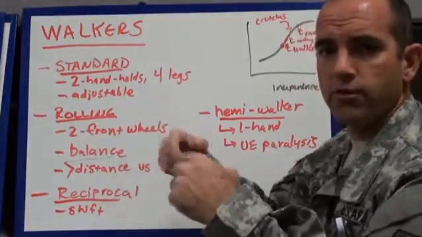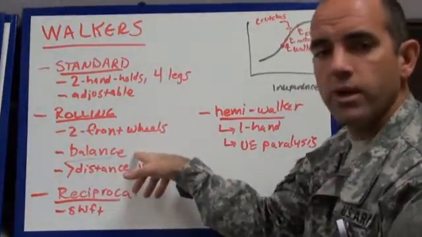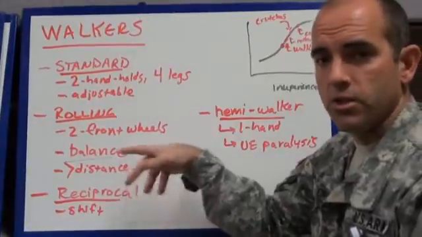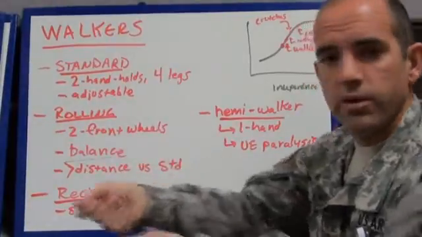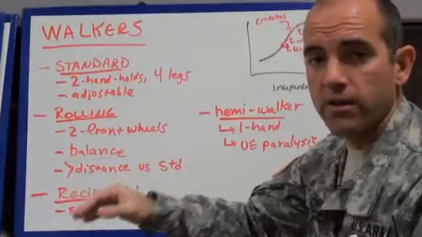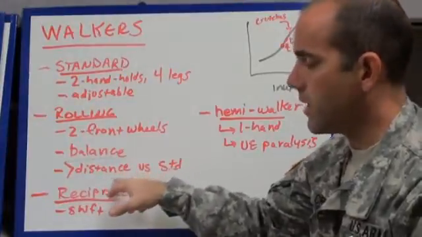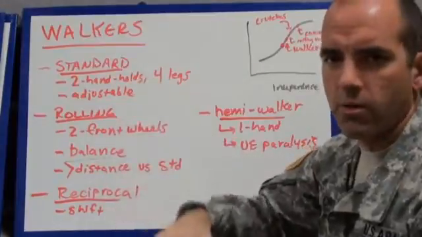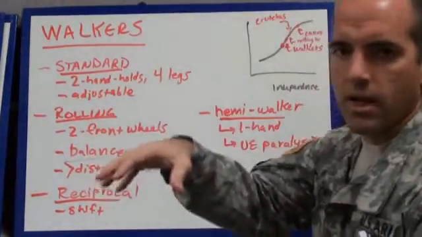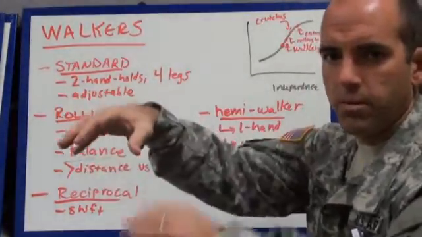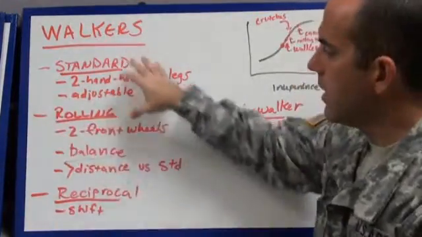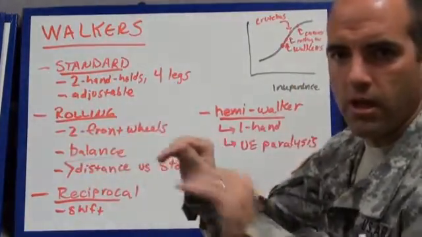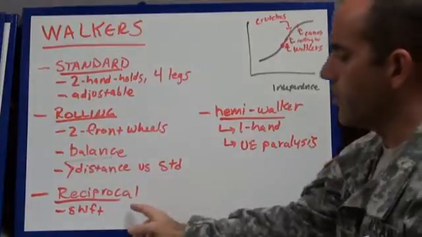Rolling walkers have 2 front wheels, and they're really helpful for patients that have balance issues. They're able to roll these around fairly easily, so they generally have a greater range on a rolling walker than on a standard walker. With a standard walker, you've got to pick it up, walk, pick it up, walk, pick it up, walk, whereas with a rolling walker, you can just push it along and it generally goes fairly well.